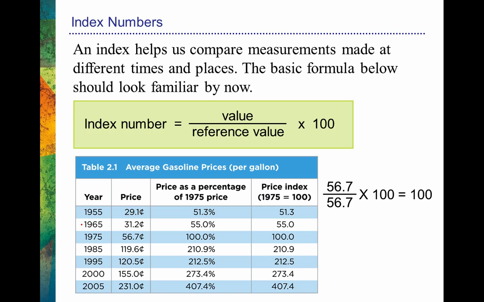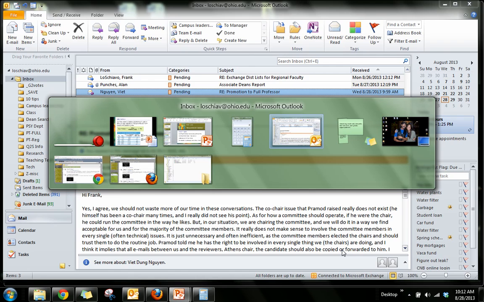So let's look at this year, for example, 1955. So what we're trying to do is make sense of the gas price in 1955 based on 1975 as a reference point. So here we're going to take that value that we're currently concerned with, and that was the 1955 gas price, 29.1 cents, divided by 1975's price, 56.7 cents. And let's just work that out with the calculator real quickly.